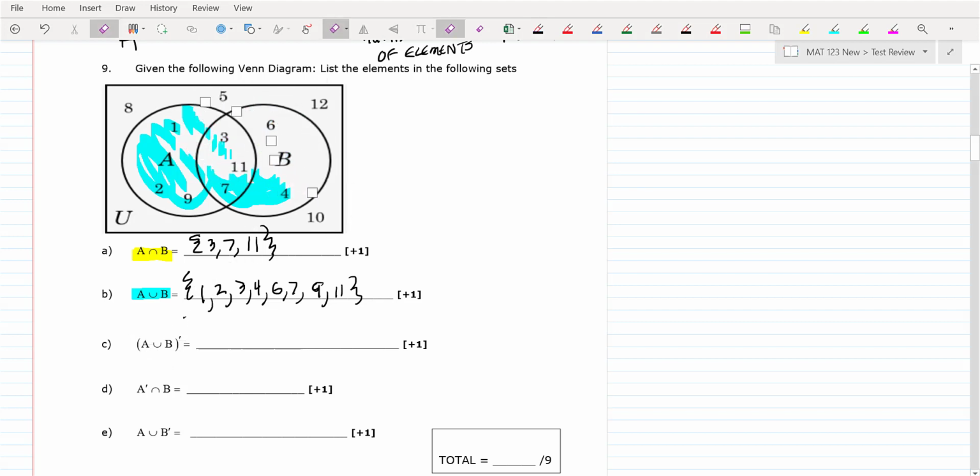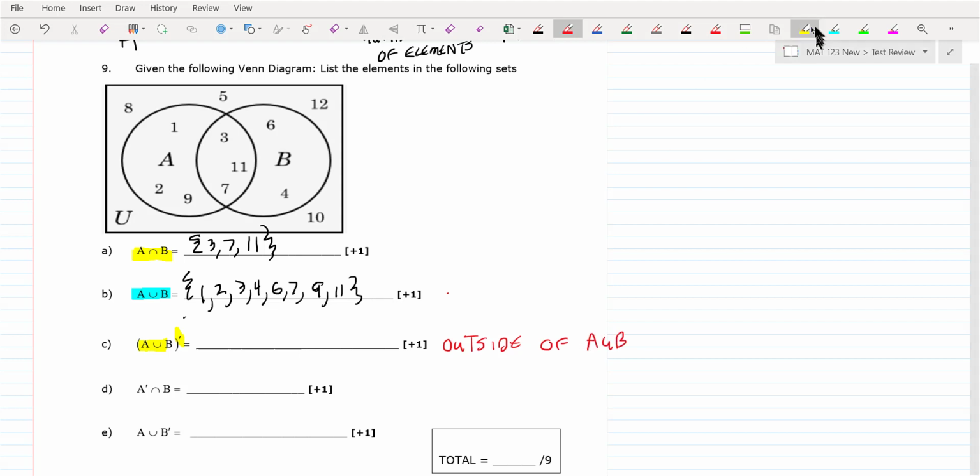Okay, so I'm going to erase that shading. I'm just using that as I'm going through this. Okay, now this one, what are you doing? You're doing A union B, but what does that prime tell you? Outside, good. Okay, and if you need to write notes to yourself to study on this, that's helpful. So you're outside of A union B. Okay, well, what would be outside of the union? The union would be all of these things here that I'm highlighting in blue. So what's outside? The 8, the 5, the 12, and the 10. Okay, so we have that.